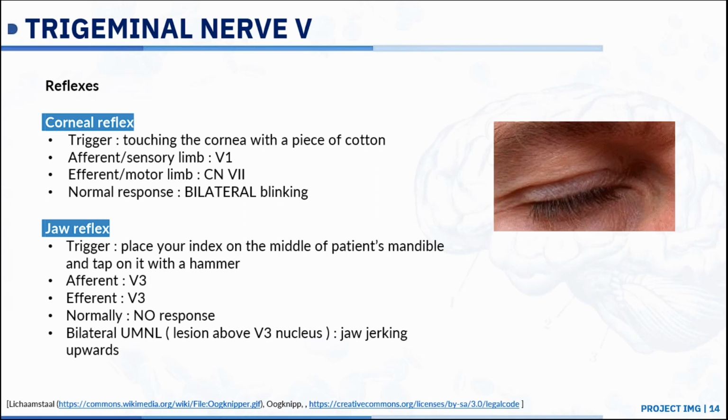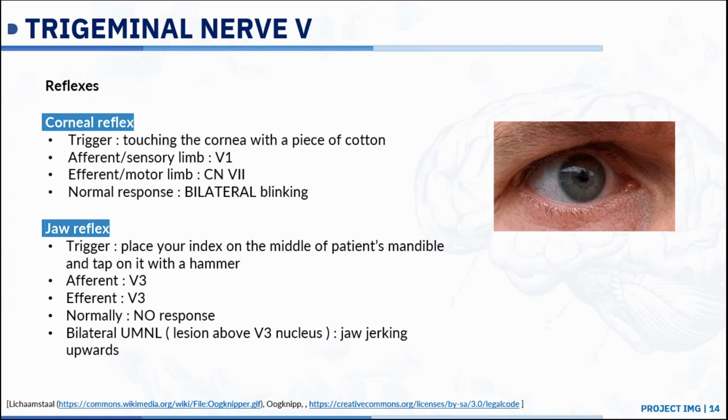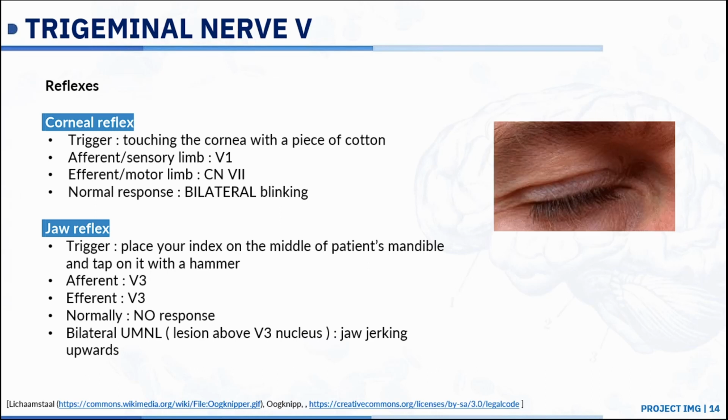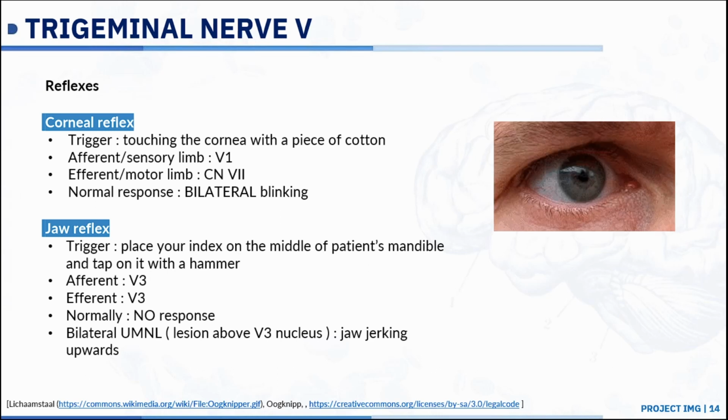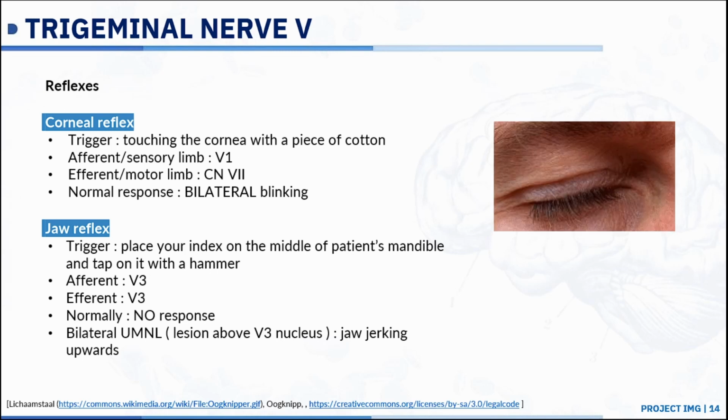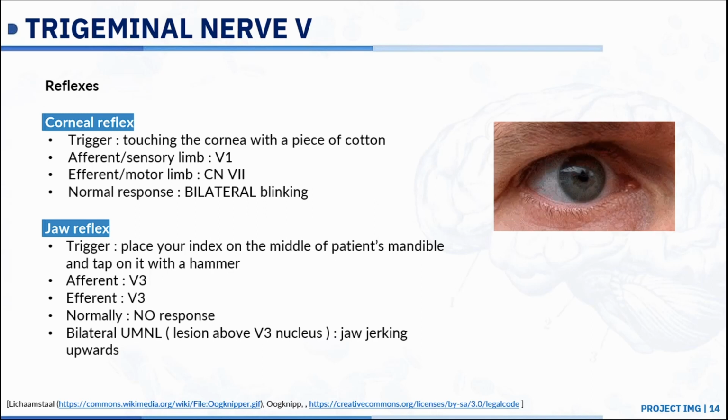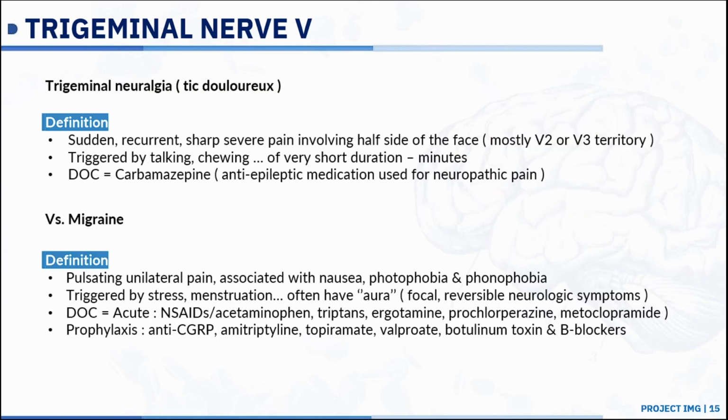Jaw reflex. Trigger: place your index finger on the middle of the patient's mandible and tap on it with a hammer. Afferent V3, efferent V3. Normally there is no response. With bilateral UMN lesion, a lesion above the V3 nucleus, there is jaw jerking upwards.